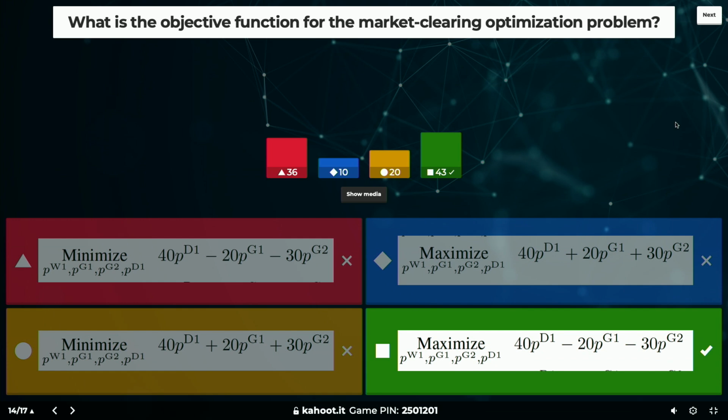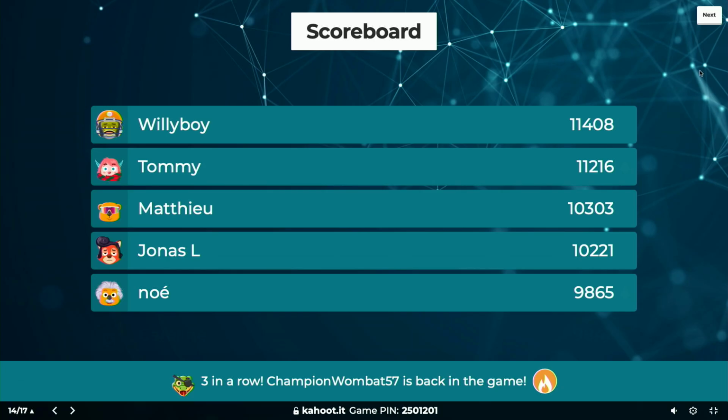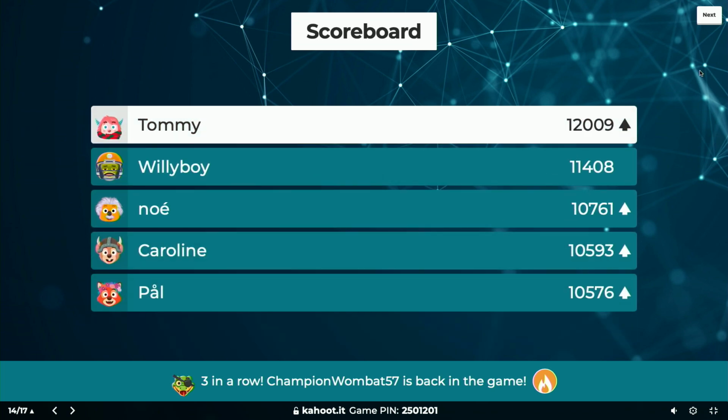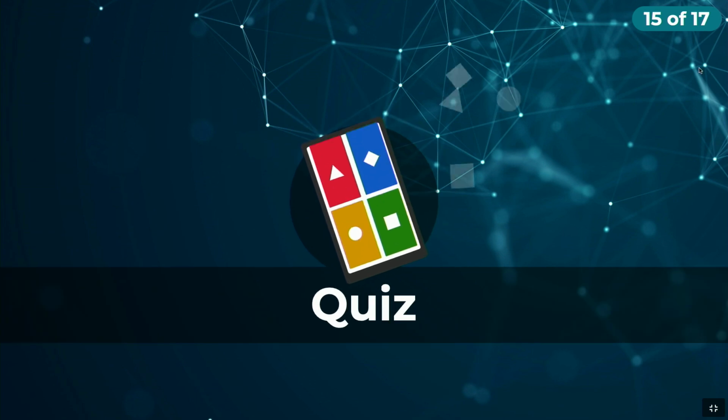Very good. The objective function is maximization, not minimization. And it's the area under the demand curve minus the area below the supply curve. So red is wrong because it should be maximization, not minimization. Oh, Tommy is now first. Question 15.